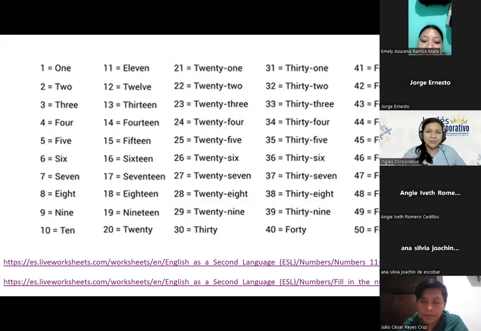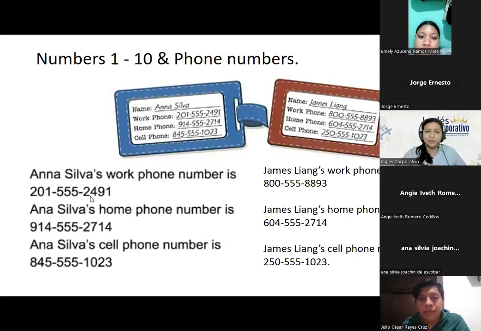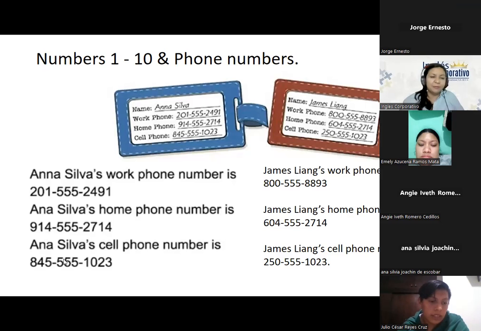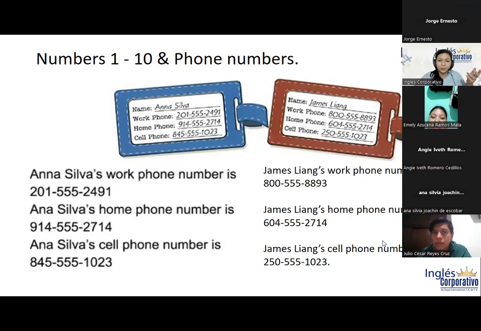Okay, it's always important to practice the numbers. Very good. So today we are going to use the numbers to say the phone numbers. We have some examples here. Ana Silva's work phone number is 201-555-2491. Ana Silva's home phone number is 914-555-2714. And Ana Silva's cell phone number is 845-555-1023. So remember, the zero, we can say is zero, or we can say O. Zero or O. We can also say O for the number zero. Zero or O, like the letter O.